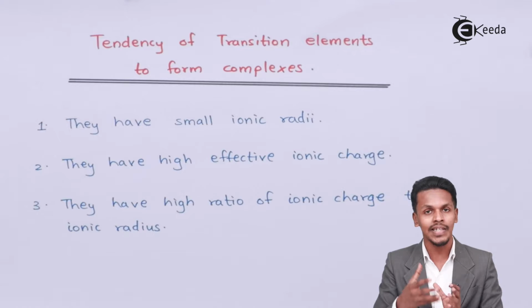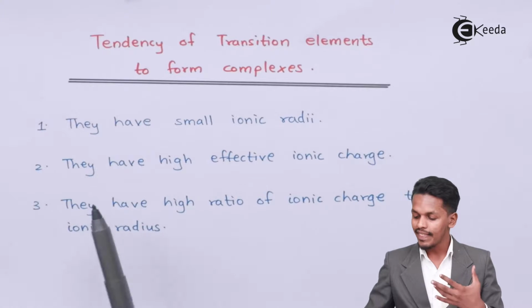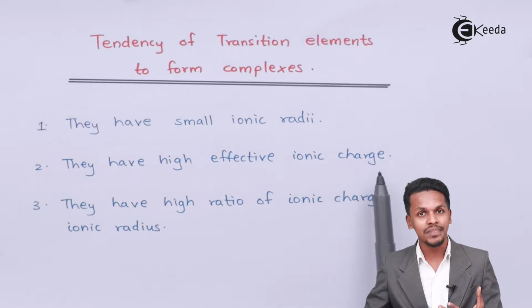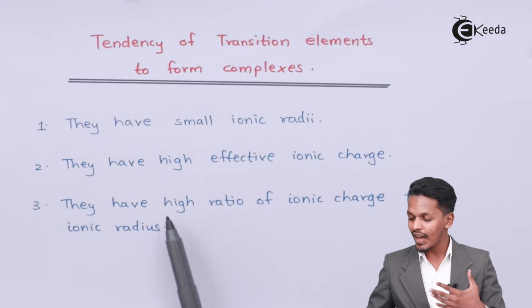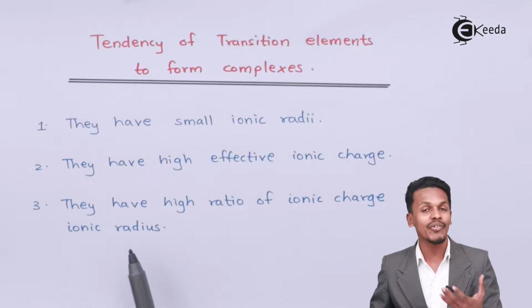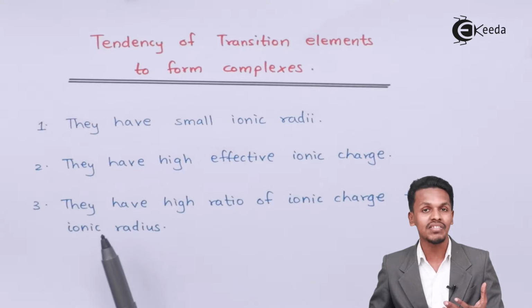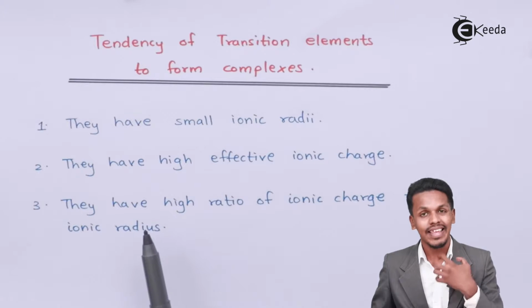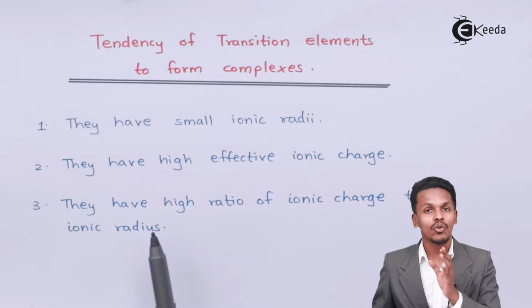And what are the other reasons? They have a high effective ionic charge. Another reason is that they have a high ratio of ionic charge to ionic radius. So these three are the reasons that transition elements have a tendency to form complexes.